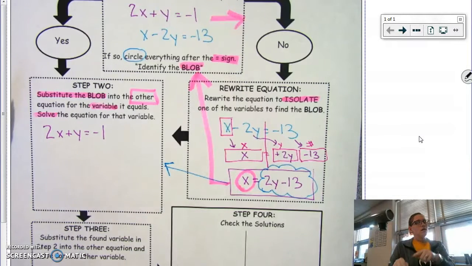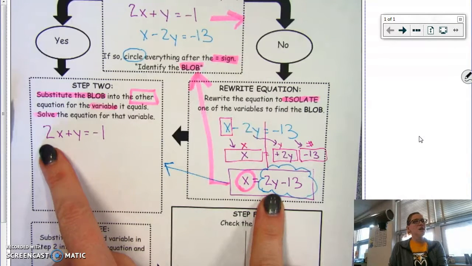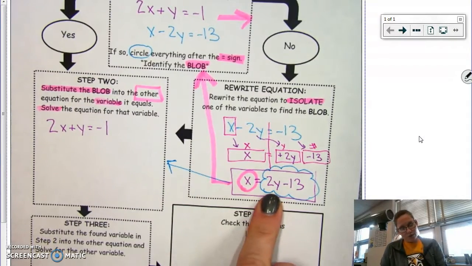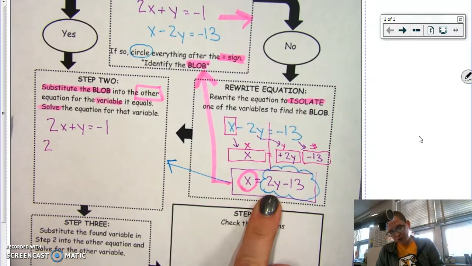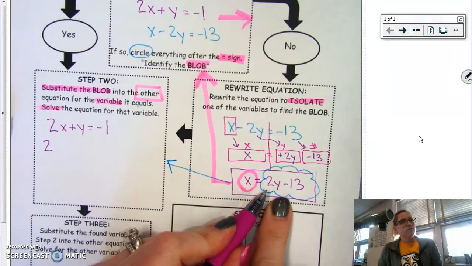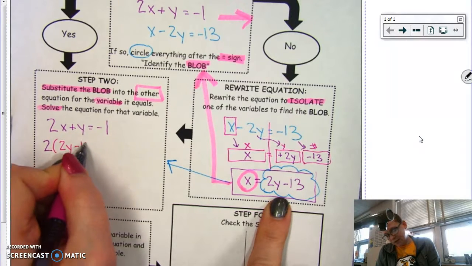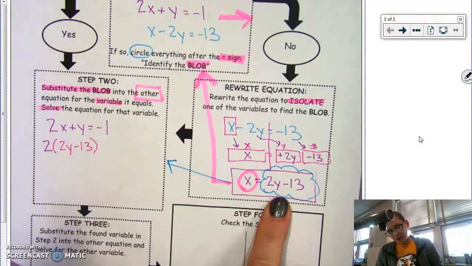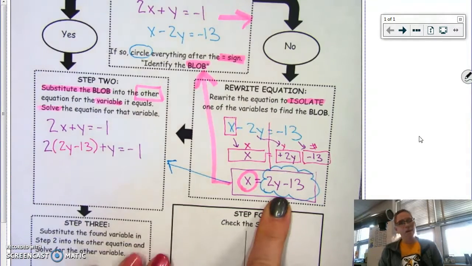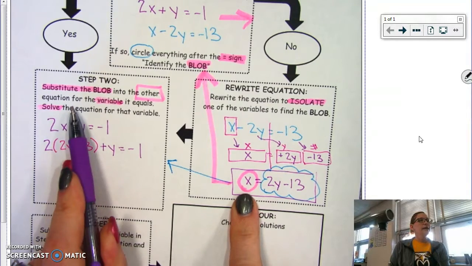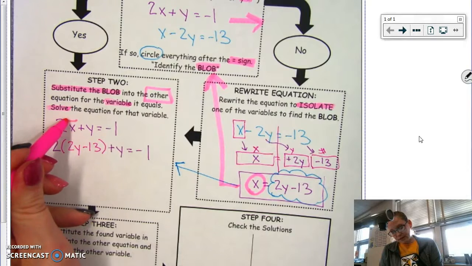So we're going to take this blob, and anywhere there is an x in this equation, we're going to substitute. We have the 2, and in place of the x we are going to write 2y minus 13, and just copy the rest of the problem down. Plus y equals negative 1. So all we're doing is substituting the blob in place of the x.